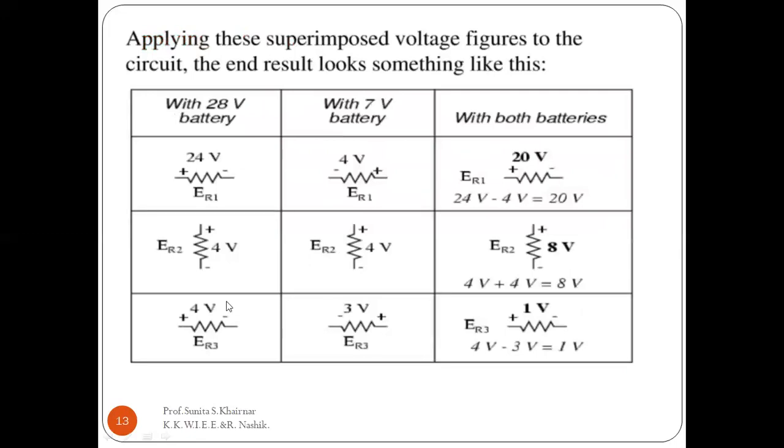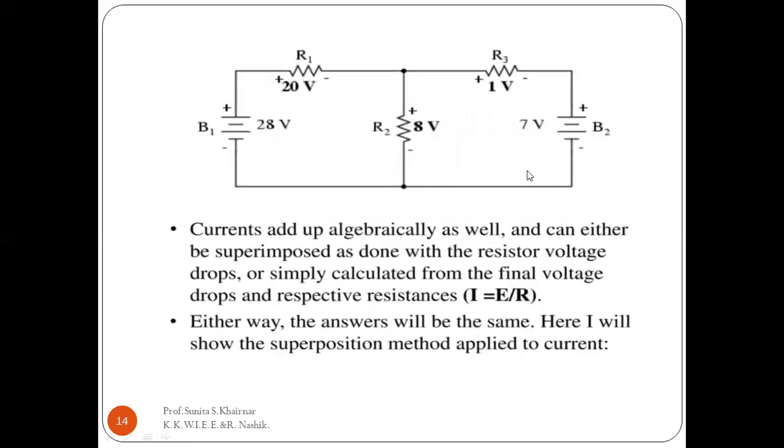And this is the resultant, with the 28-volt battery, with the 7-volt battery, and with both batteries. So this is the resulting table. And this is our equivalent diagram. B1 is 20-volt, B2 is 7 volt, and these are the resistances. So the R1 voltage is 20 volt, across R2 it is 8 volt, and across R3 it is 1 volt. So currents add up algebraically as well, and we can superimpose these voltages as shown.